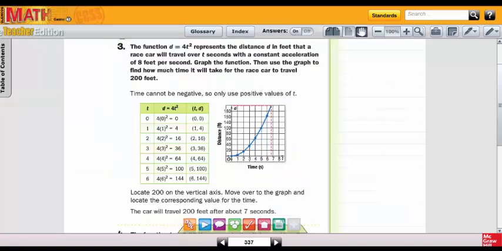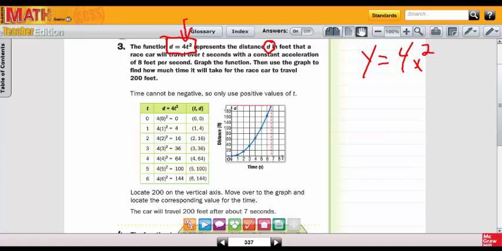Okay, let's take a look at problem number 3. We have a function, first of all, that is d equals 4t squared. So that, remember, would be just like y equals 4x squared. We're just using different variables here, and we're doing it for a very good reason, because this function represents the distance, that's why we're using the letter d, in feet, that a race car will travel over t seconds. So t in this case stands for time.